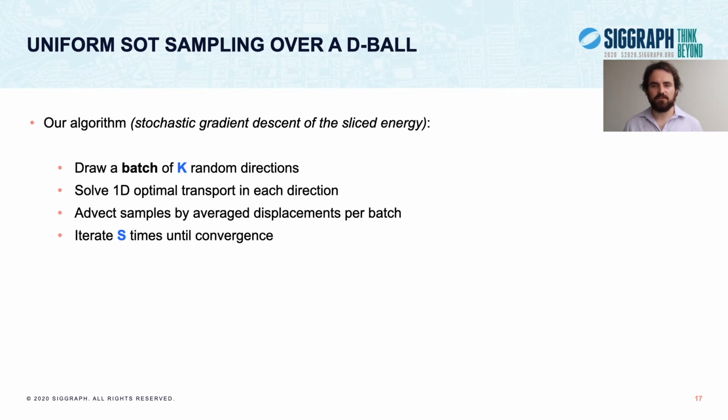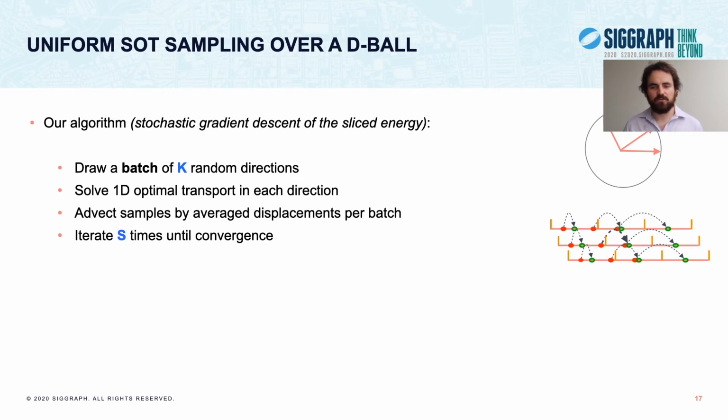In practice, what we do is more complicated than what I showed just before. Instead of taking just one direction, we have to take a full batch of directions. And then we solve optimal transport along all those directions. And we use this solve to compute in which direction to move our points to minimize sliced optimal transport. And then we iterate until convergence. And when we like the points, we just map them to the square.